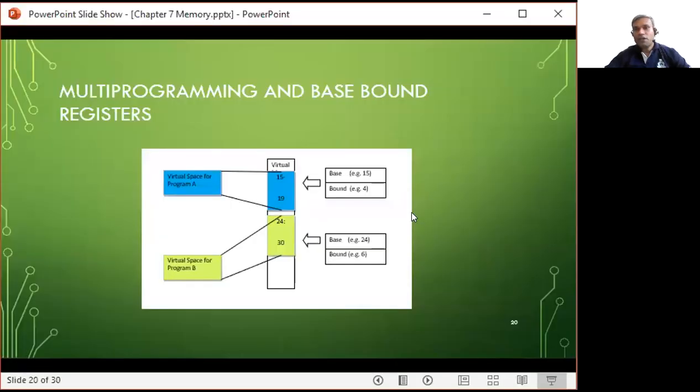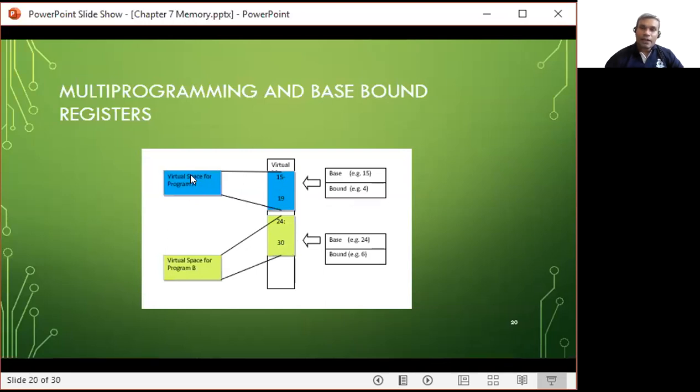So let me show you. Here you can see you have a memory space allocated for the program A. Start from 15 and finish at 19. So it was only provided 4 memory locations. It can't access anything more. Right? So the base of this particular one is 15 and the bound is the size, bound is 4. Remember, bound is not 19, bound is 4. Similarly, for the second program, you have a base of 24 and a bound of 6.